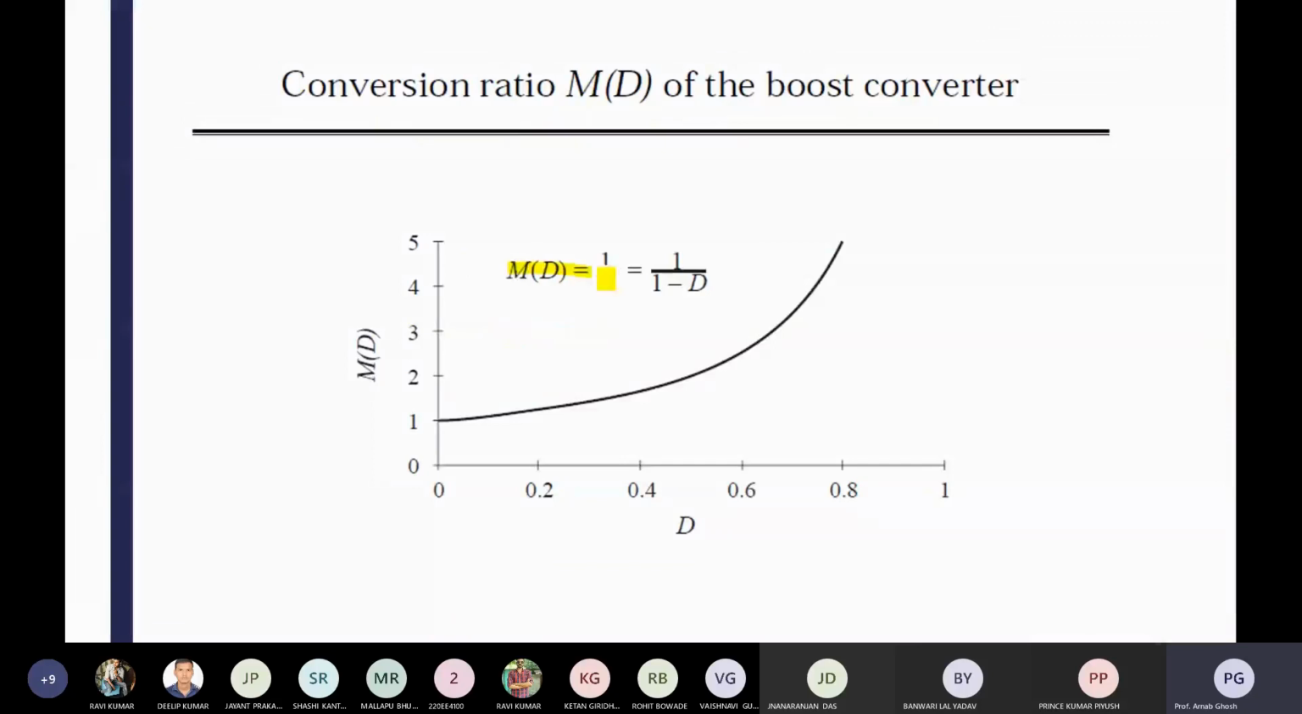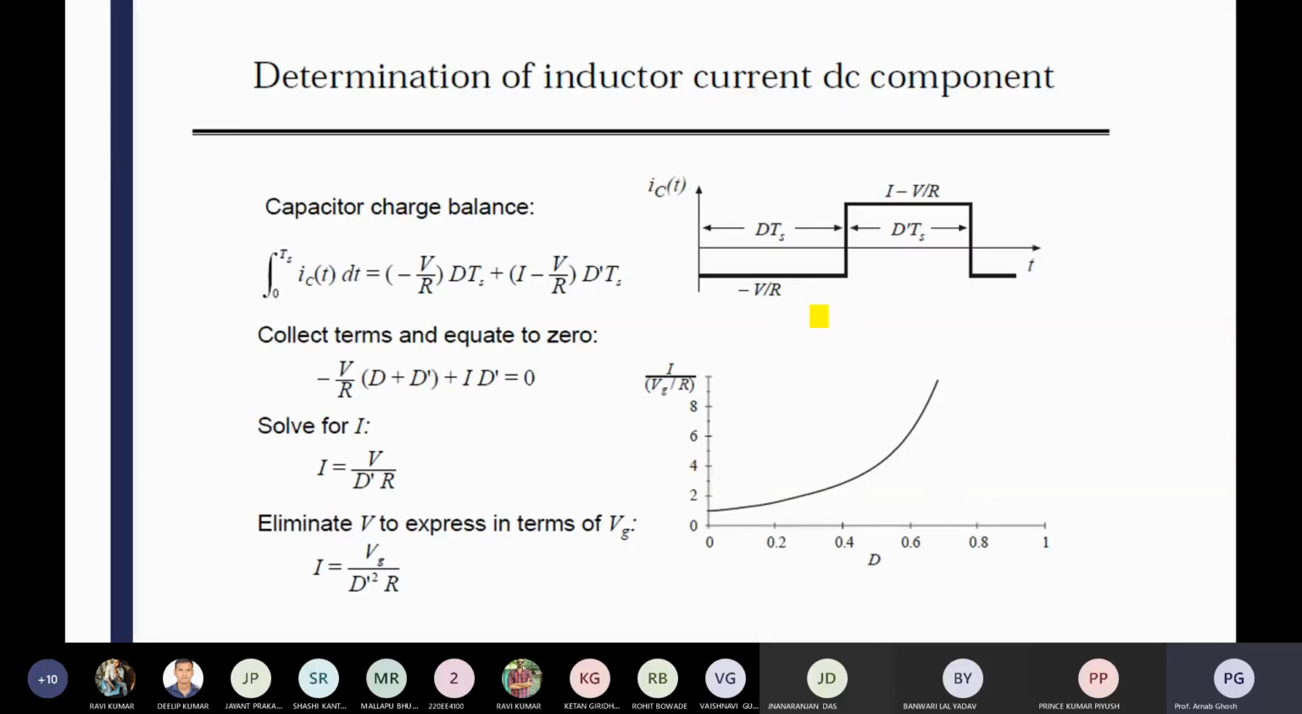Okay, so the conversion ratio, 1 by d dash, equals 1 by 1 minus d. So the conversion ratio MD of the boost converter, so it is your MD. When d is equal to 0, you will get the unit value, it's your 1, and when d is 1 it will be infinite. Okay. So now, the determination of the inductor current.